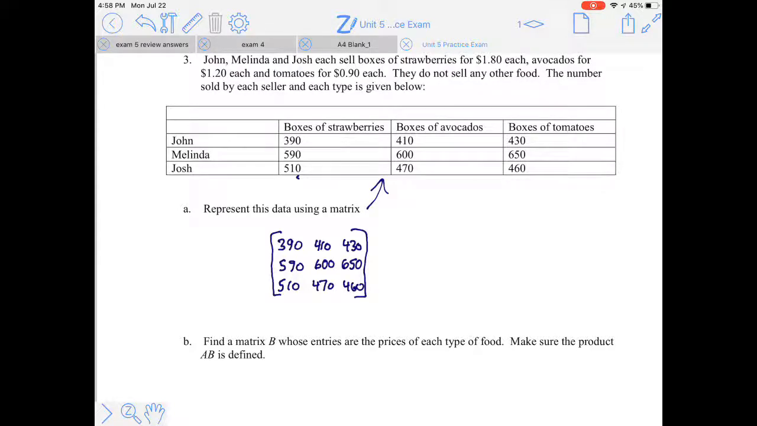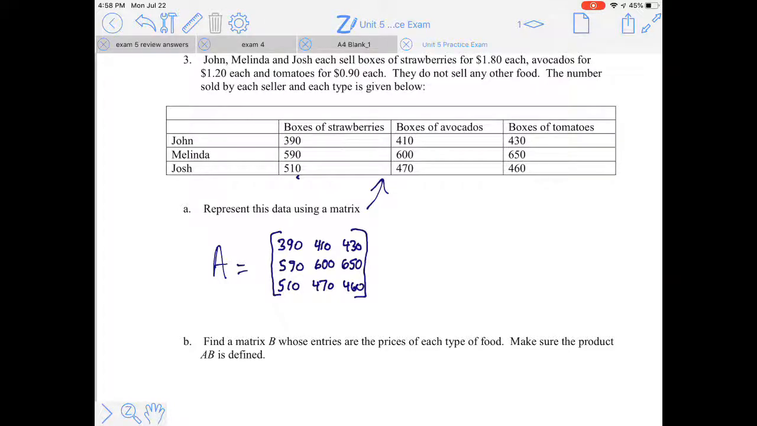But then for part B, it says find another matrix. So I'm going to call this one matrix A, this one right here. For part B, it says find another matrix whose entries are the prices of each type of food. So there's 3 types of food: strawberries, avocados, and tomatoes.